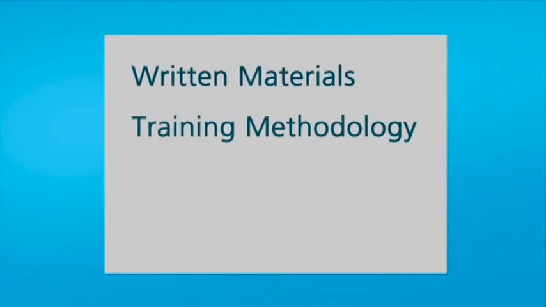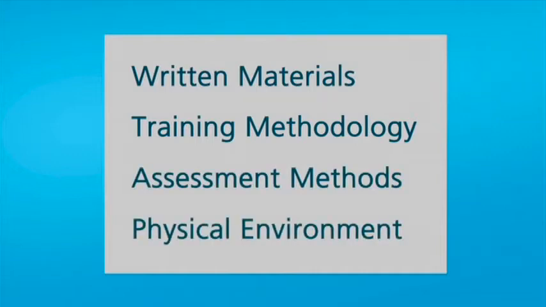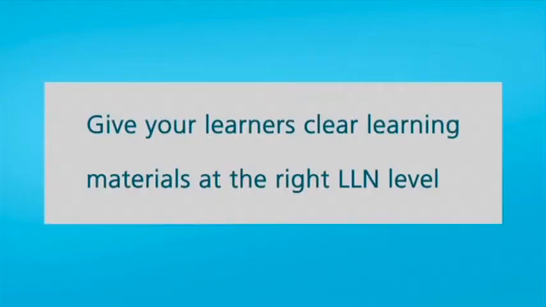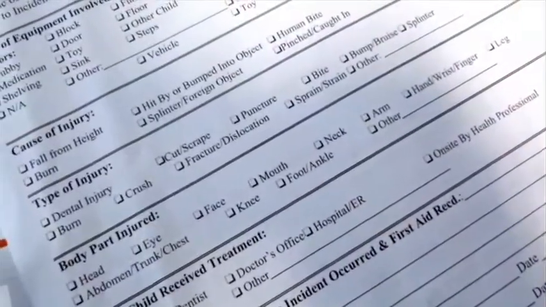Written materials. Training methodology. Assessment methods. Physical environment. Give your learners clear learning materials written at the right LLN level. Basically, using work documentation is a very critical part of good teaching, using authentic materials, not just workbooks designed for training and assessment, but actually looking at incident report forms or other types of OH&S documentation. There could be a whole range of annual leave forms, all sorts of things that people need to fill in as part of their normal work.